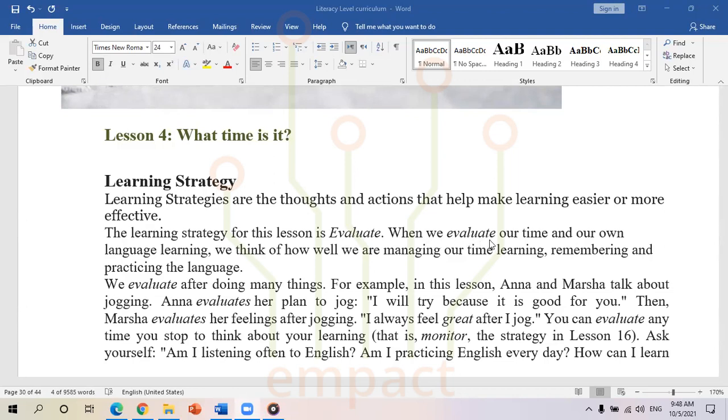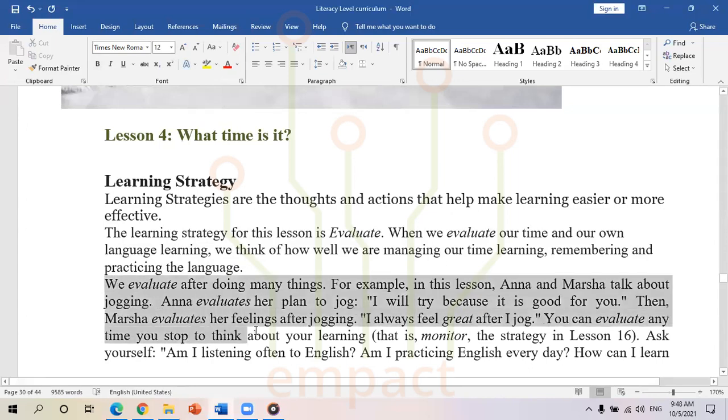When we evaluate our time and our own language learning, we think of how well we are managing our time learning, remembering and practicing the language. Thank you. Well done. Thank you so much. Yes, we evaluate after doing many things.